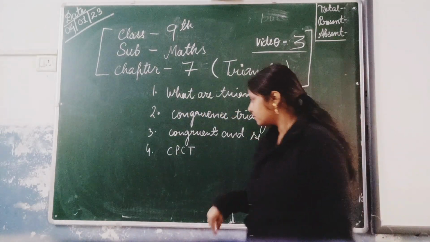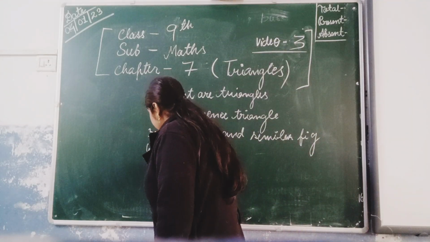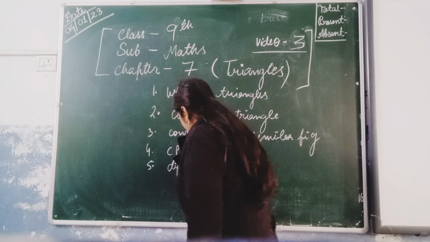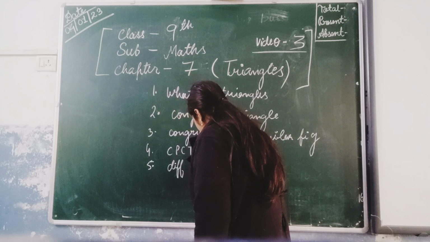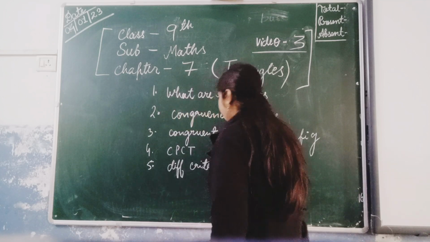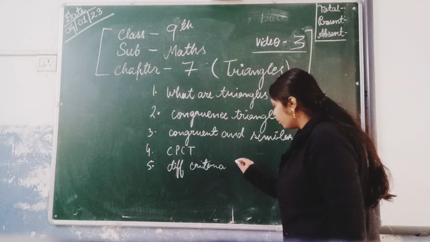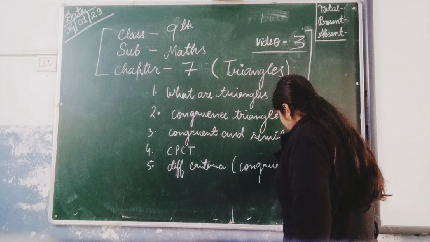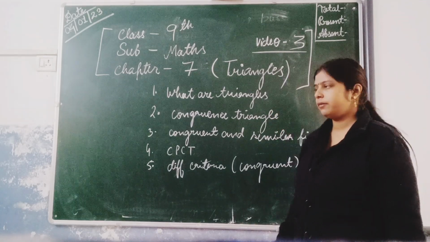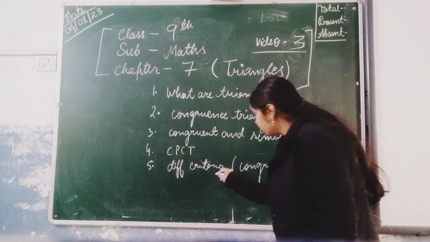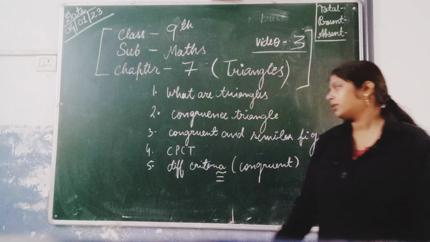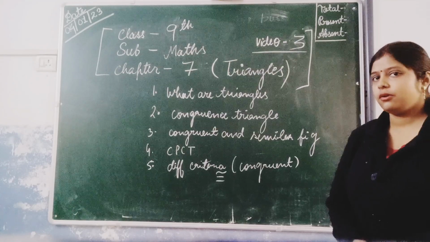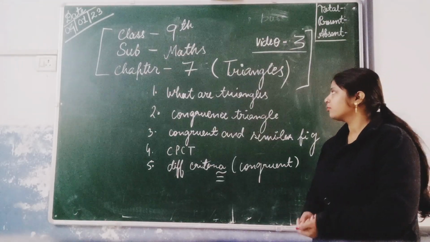Then fifth, we will discuss the different criteria in order to prove two triangles are congruent. And remember, I think everyone knows that the sign of congruency is this one. Different criteria to prove that two triangles are congruent. Okay, we will begin with the first point, that is what are triangles.